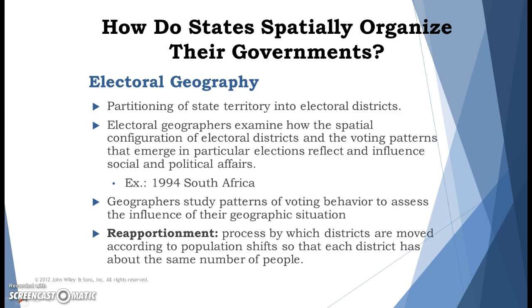So this has been our lecture a little bit about how states spatially organize their governments, and we've talked a little bit about electoral geography and done some introduction there. We've talked about centripetal and centrifugal forces and what those are and how those work. And we've also talked about different generalized structures of government, talked about unitary governments versus federal governments. So if you have any questions, I'd be delighted to answer them. Please just bring them into class and I'll see you the next time we meet.